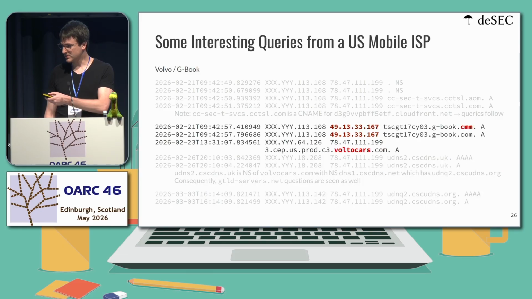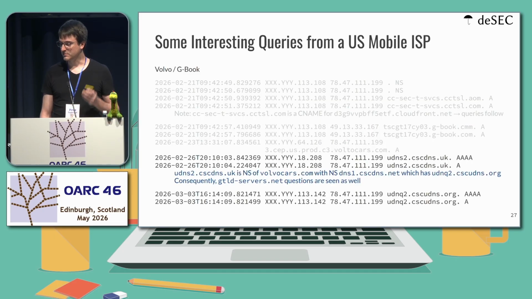I showed you this here, Volto cars. The name server of that, or one of them, is udns2.cscdns.uk, and that again has a name server which is under .org, and that requires looking up GTLD name servers, and that's why we have queries for that in the dataset too. We didn't defensively register any of the GTLD servers' bit flips, but that would be an idea that one could do. But it's sort of expensive, right? Yeah. Anyway, and that's pretty much it.